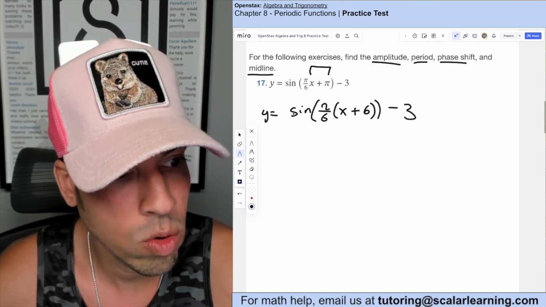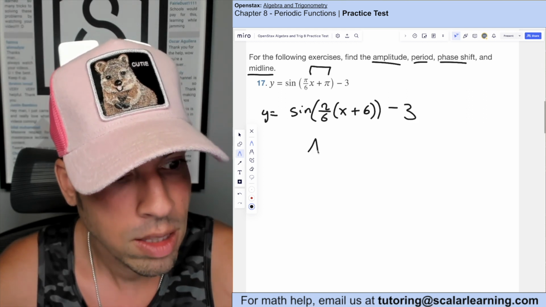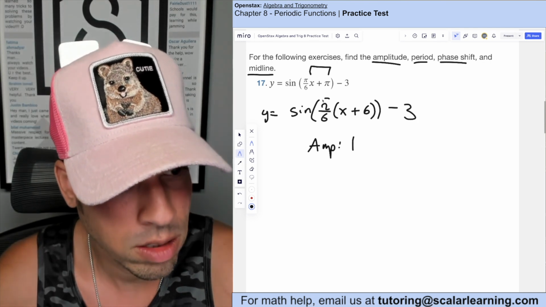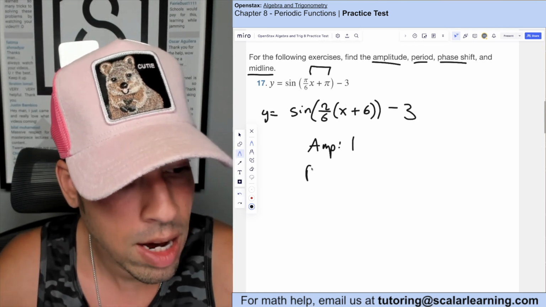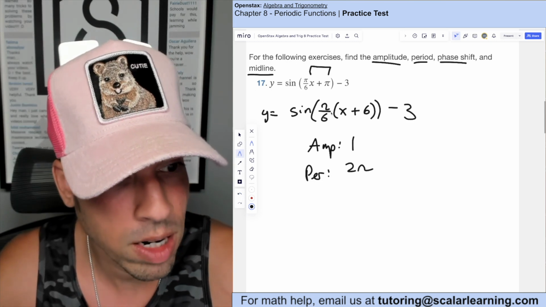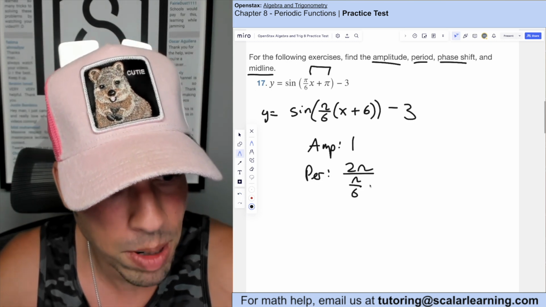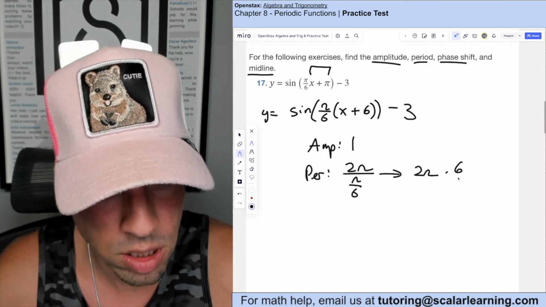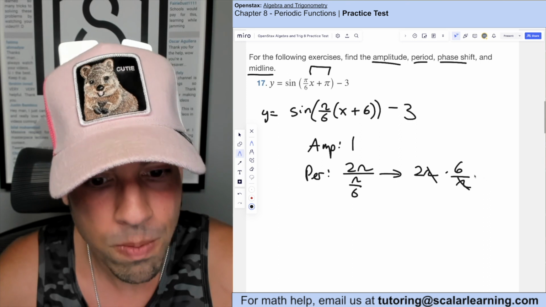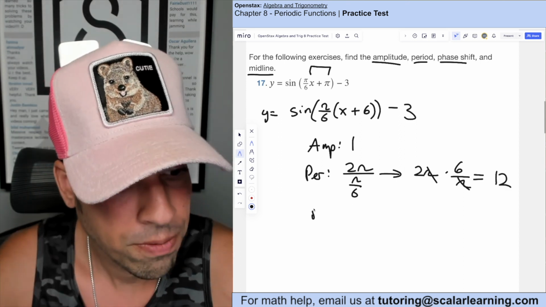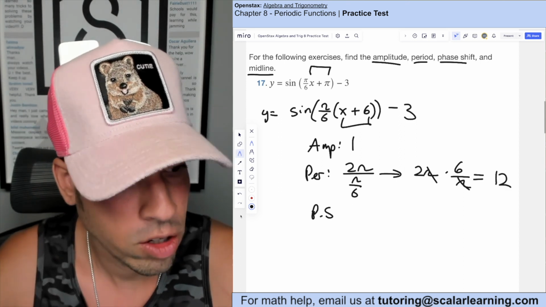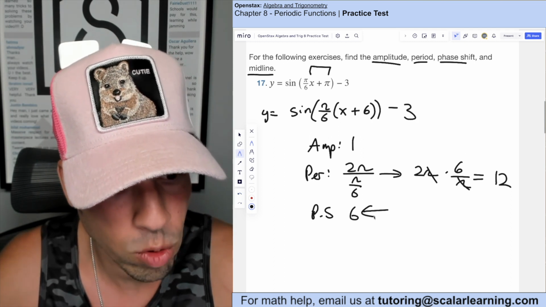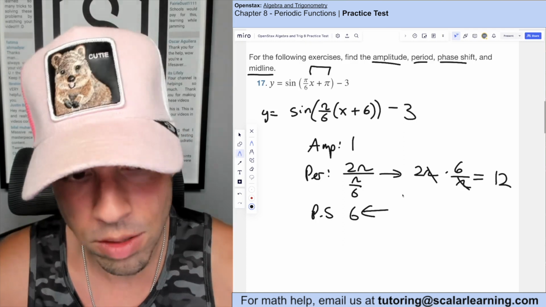And since there's no leading coefficient in front of the sine, the amplitude is 1, all right? The period is typically 2 pi, but now it's going to be 2 pi divided by that coefficient, so 2 pi divided by pi/6, which is the same as 2 pi times the reciprocal of that, which is 6 over pi. These cancel out, and you get a period of 12. The phase shift is this in here. It's adding 6, so that means it's going 6 to the left, or you might also say phase shift of -6. Either is correct.